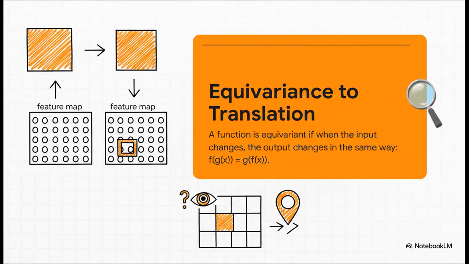This lockstep behavior has a formal name, equivariance to translation. I know, it's a fancy term, but it means something really simple. If you move the input, the output moves in the exact same way. The network's report on what it found, a cat, doesn't change, it just updates its report on where it found it. And this is a direct, beautiful consequence of sharing our parameters.